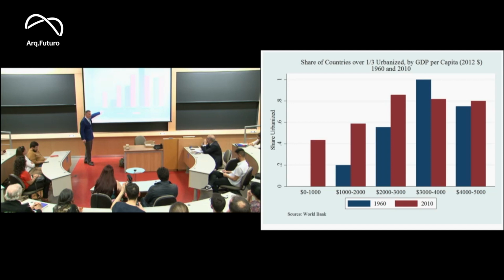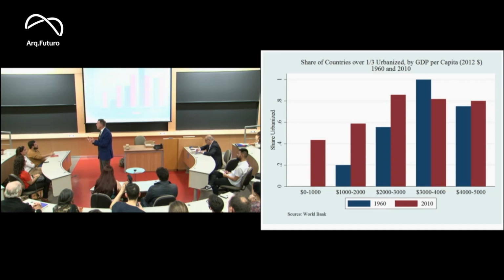What share of countries with per capita incomes below $1,000 were more than one-third urban in 1960? It's a really easy number for all of you to remember. The number is zero. Because in 1960, as had been true throughout almost all of human history, to be poor was to be rural. Today, more than 40% of these poorest countries are more than one-third urban. We've seen mass urbanization in places that are unbelievably poor.